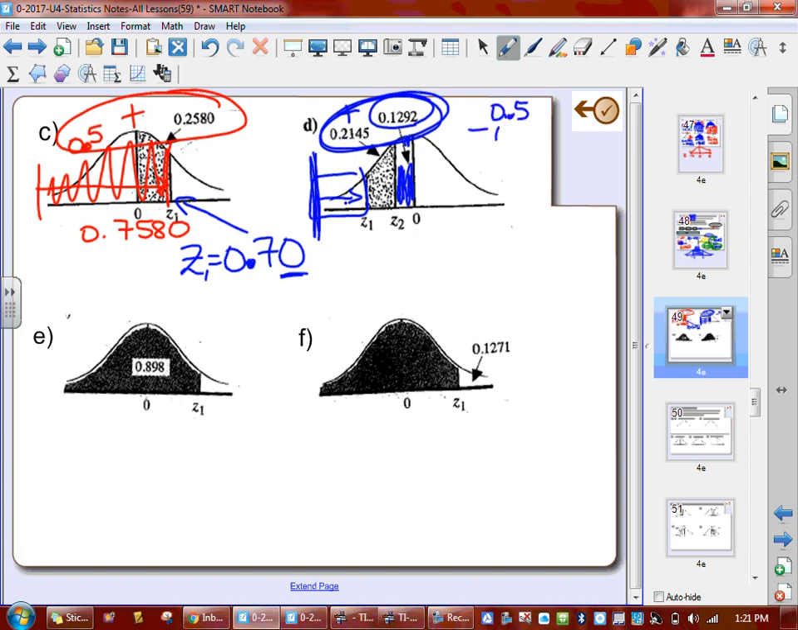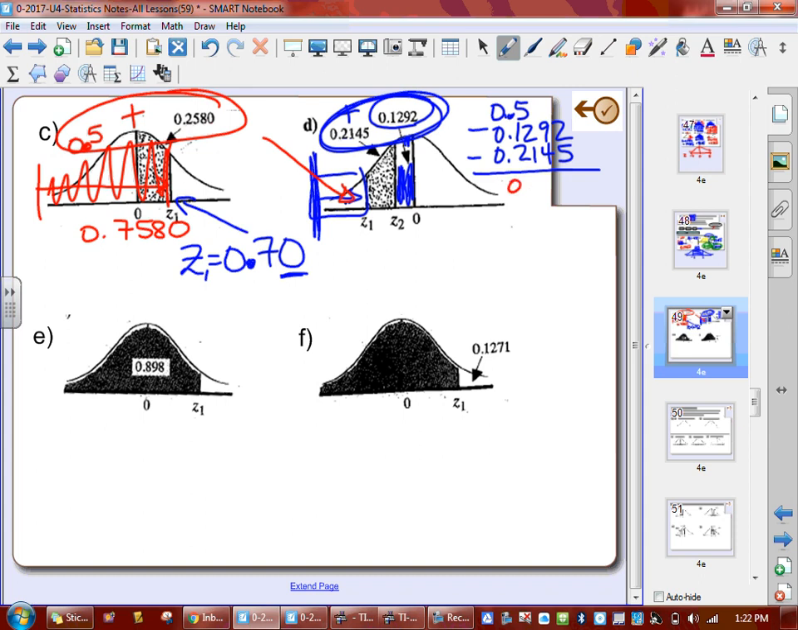So our first region over here is 0.1563. So 0.1563 is what we get. So this section right here I'm coloring in red is that 0.1563.